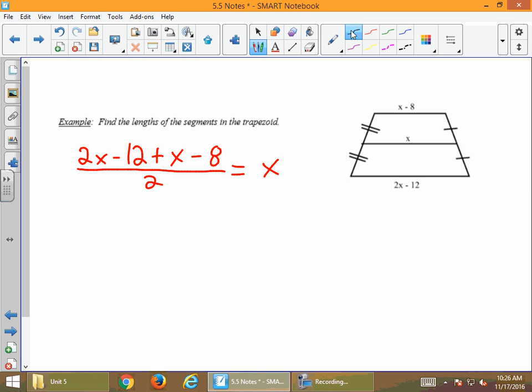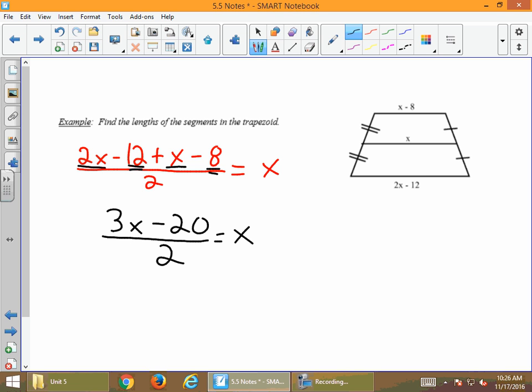All right? So let's go ahead. Again, we're going to combine some stuff as we can here. Or you could have multiplied, however you want to do it. I'm going to combine stuff, just keep it simplified here. Stay consistent. So 2x plus x gives me a 3x. Negative 12 minus 8, negative 20. Still over 2 equals x.